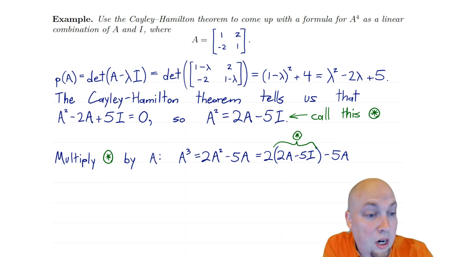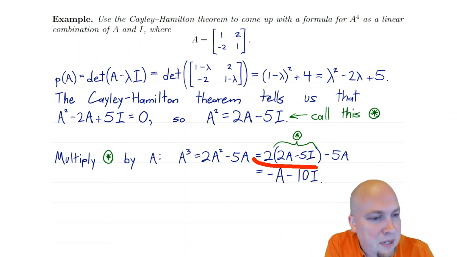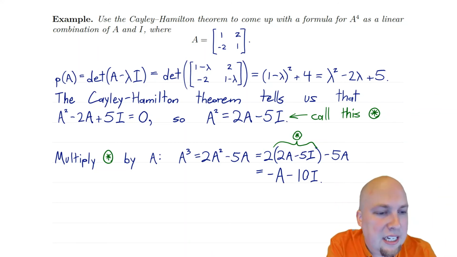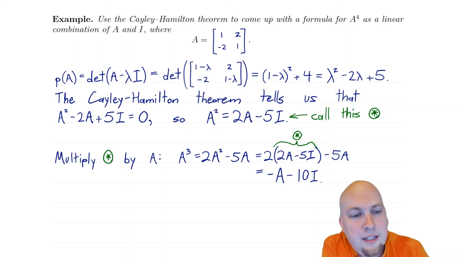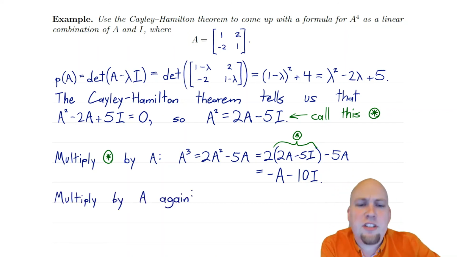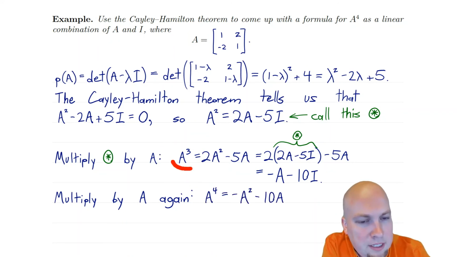I'm going to use that equation star, and then just simplify it a little bit. If I expand this out and collect like terms, I'm just going to get minus A minus 10I. So A cubed equals this linear combination of A and I. And now I can just do that same thing again. I just multiply this equation now by A again, and what I'm going to get is an equation for A to the power 4.